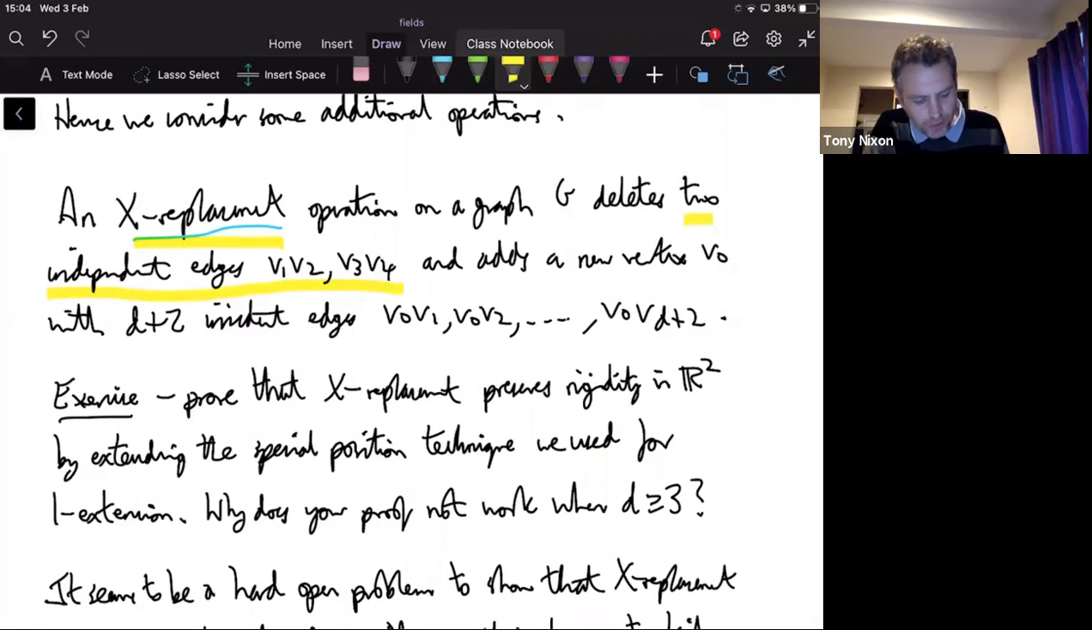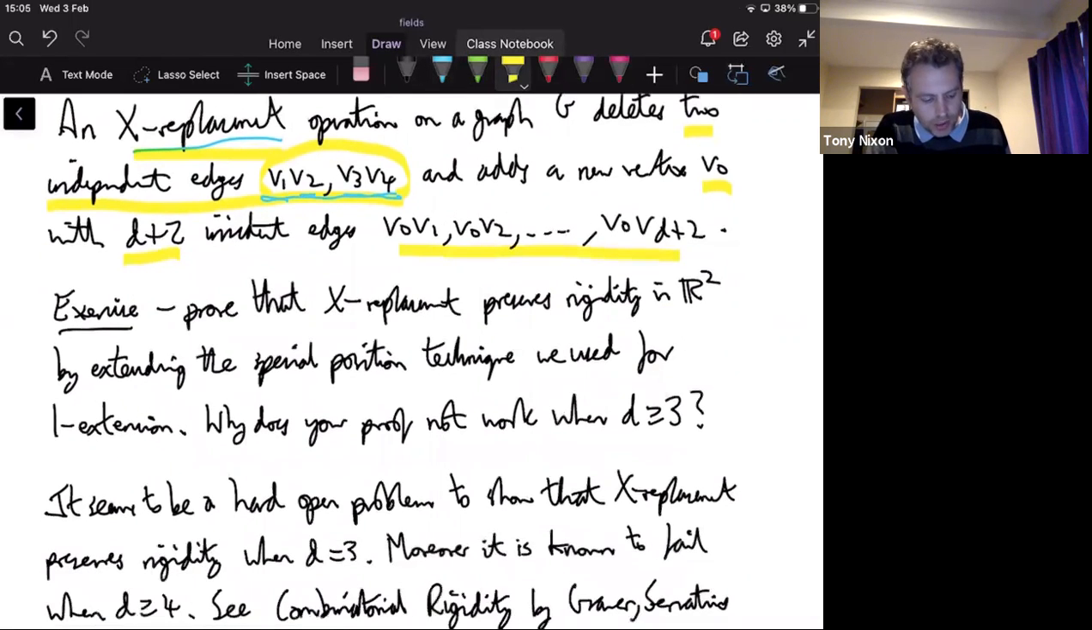Okay, so we delete 2 edges, v1v2 and v3v4, and we add a new vertex v0 and d plus 2 incident edges. This is the d-dimensional version. So for example, in the 2-dimensional version, it would be 4 incident edges, and the incident edges must go to v1, v2, v3, and v4. In dimension 1, forget about this operation, but in dimension at least 2, it would be to those 4. In dimension 3, it would be to these 4 plus 1 other. In dimension d, it would be to these 4 plus d minus 2 others. Okay, so we get in all these edges.